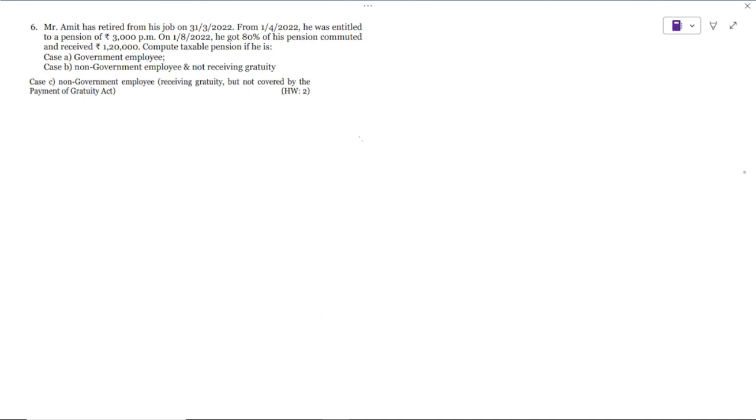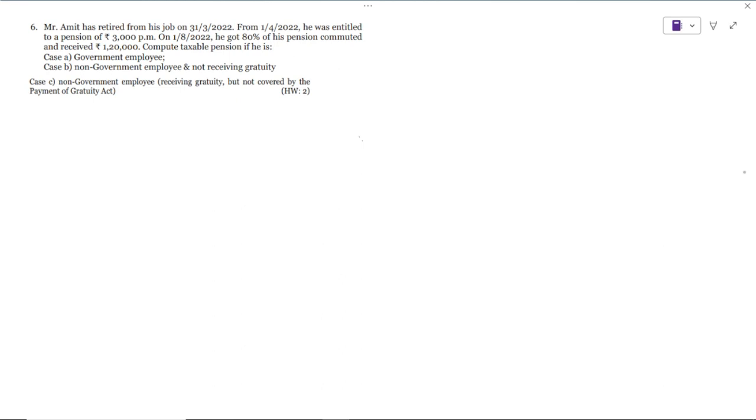Of his pension commuted and received rupees 1,20,000, right? Compute taxable pension if he is. Now 1,20,000 he received for 80%. Then what is full value of commuted pension? Look, full value of commuted pension is equal to pension received 1,20,000 into 100 divided by what is that? 80%. Okay. So when you do that, 1,50,000 is full value of commuted pension. This you should keep in mind.